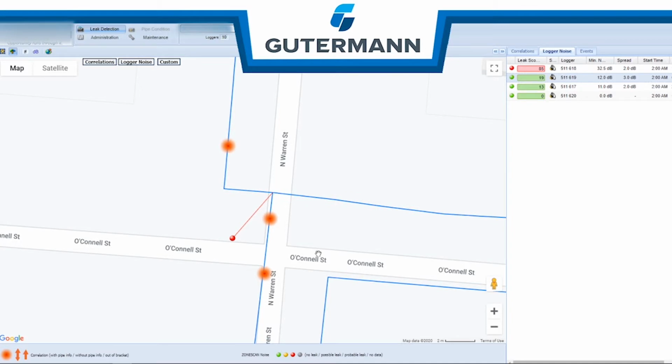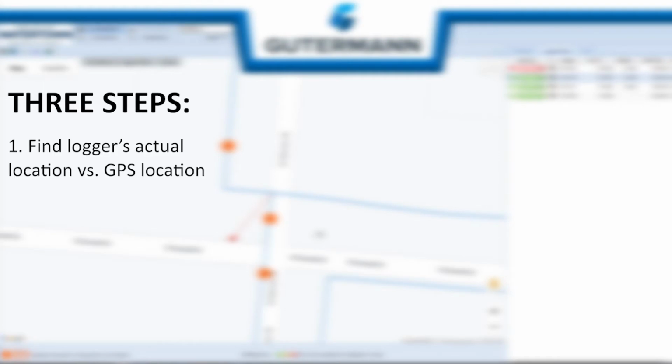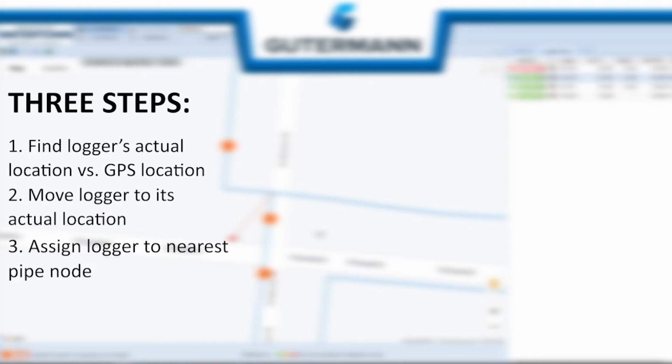So when I encounter a situation like this, I simply go through a 3-step process for each logger involved. Number 1, I ask where is the logger in real life versus where does ZoneScan's GPS place it. Number 2, I move the logger to its actual location on the map. And number 3, I use that location to assign or attach the logger to the closest pipe node. And if necessary, I create a new pipe node.